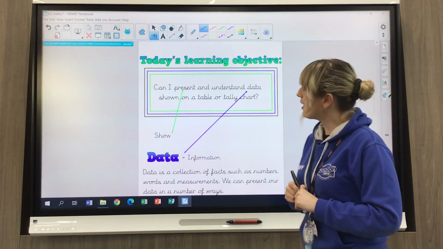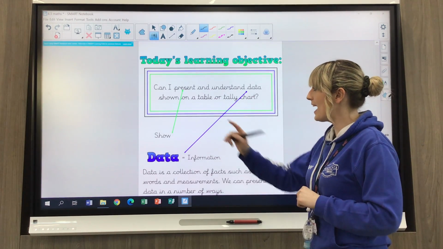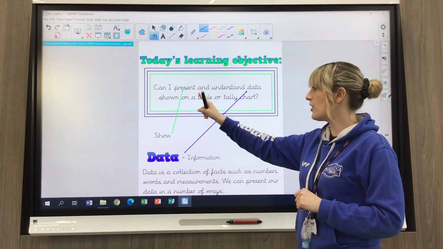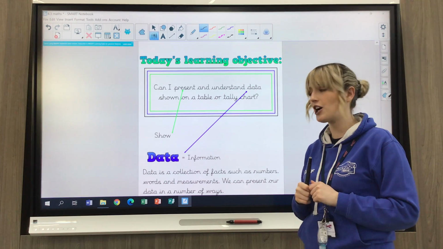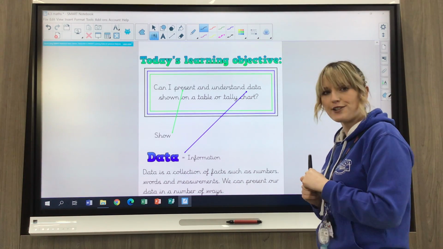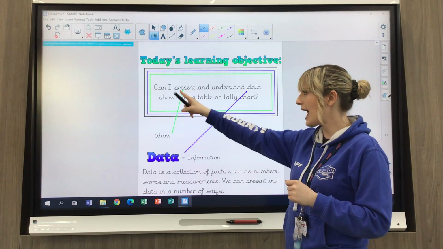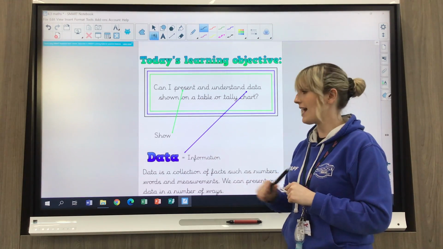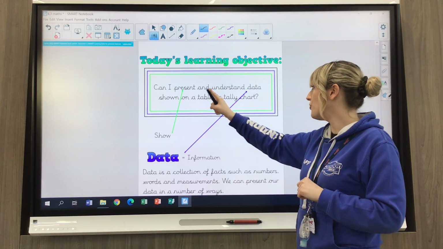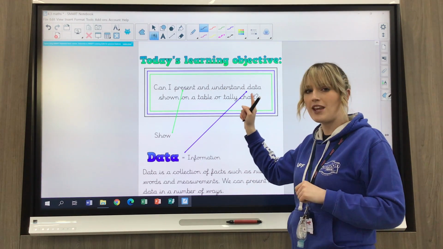Okay, your learning objective today is, can I present and understand data shown on a table or tally chart? So we're doing some data handling today. Let's look at the tricky words in that. So it says, can I present? And present just means show. So can I show and understand data?